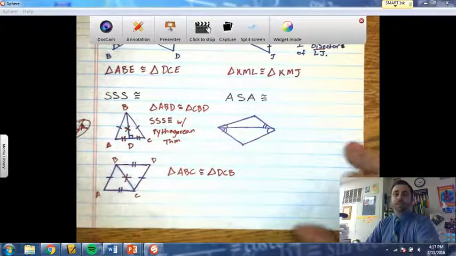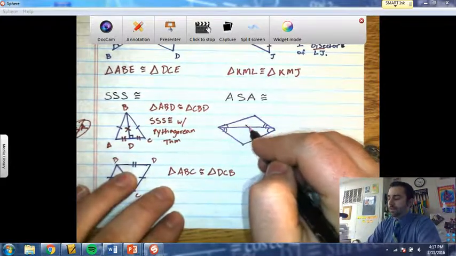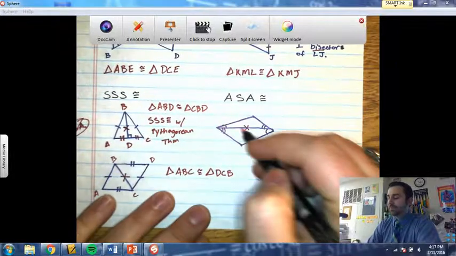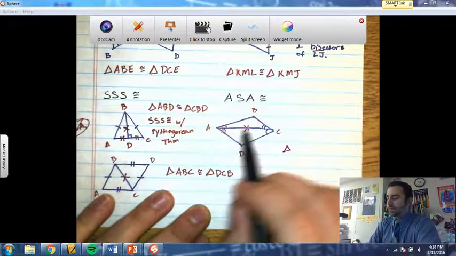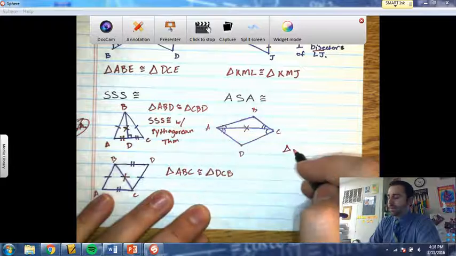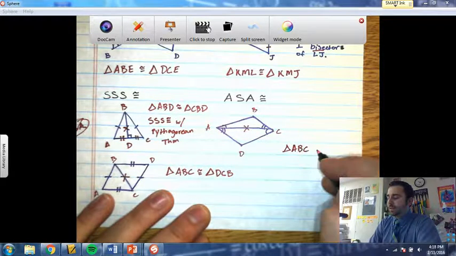The last postulate we're going to look at is angle side angle. Again, a shared side, because congruence is reflexive. I can go ahead and state that triangle ABC is congruent to triangle CDA.